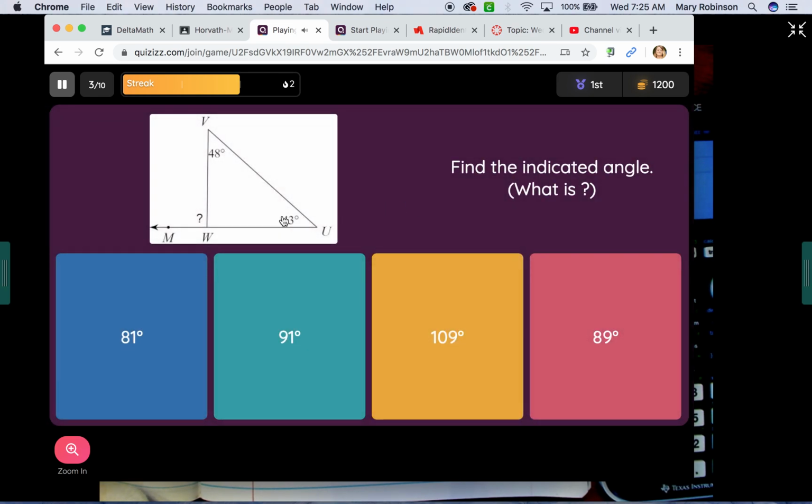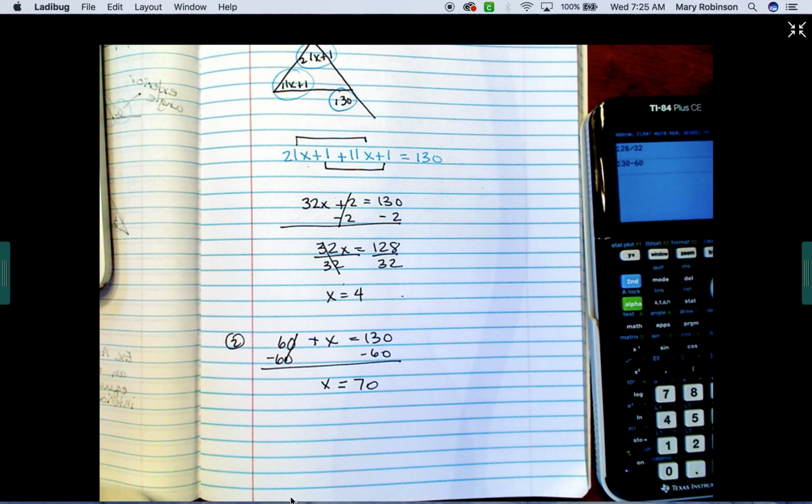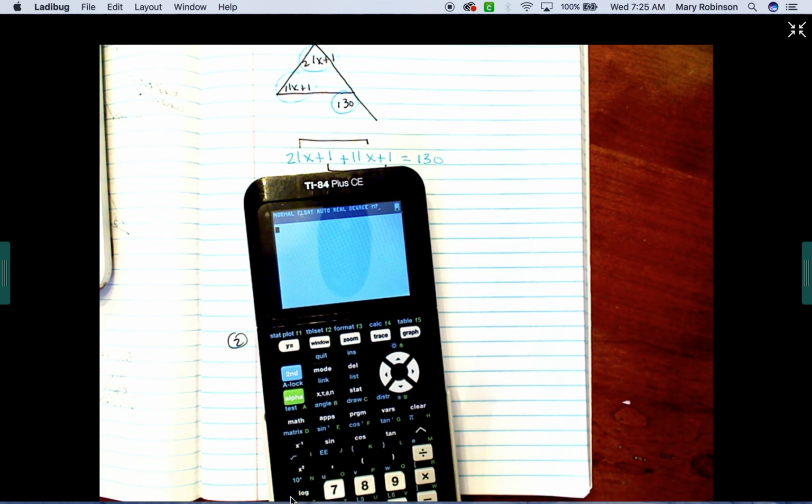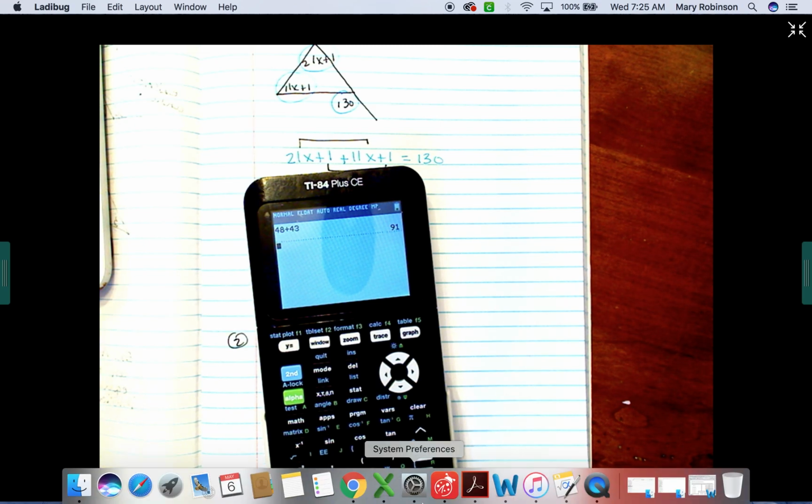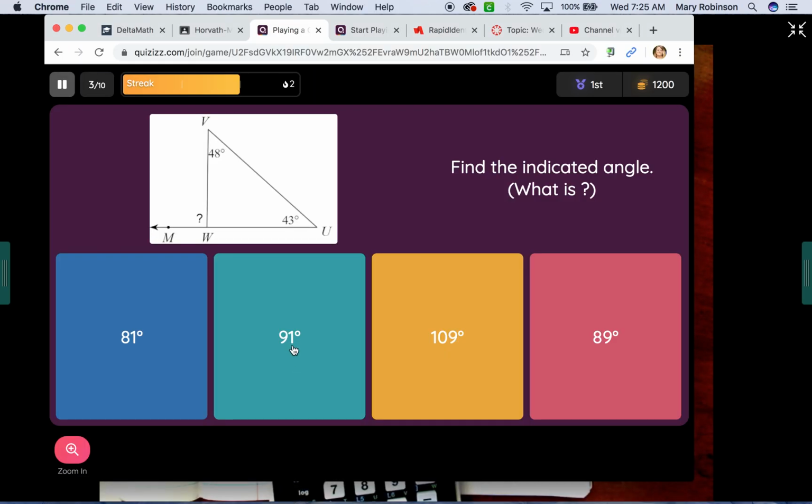All right, again, now it's saying what's the indicated angle, meaning what's the outside angle. So remember this is the exterior angle you're finding, so it's equal to the sum of the two remote interior. So I'm going to add 48 and 43. 48 plus 43 is 91. So I'll choose 91. Again, the measure of the exterior angle is equal to the sum, meaning you should add the two remote interior.